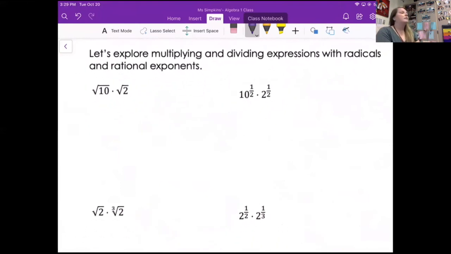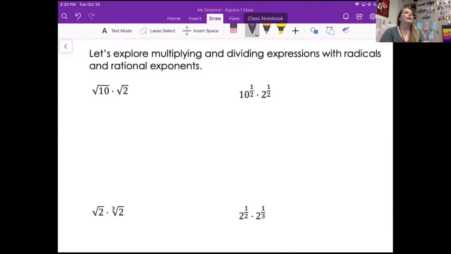So we talked about adding and subtracting. They got to be like terms. They have to have the same number under the radical, and the same root. So they can't be a square root and a third root and be able to add them or subtract them. Multiplying and dividing is a whole different ballgame. We are allowed to multiply and divide anything we want to.